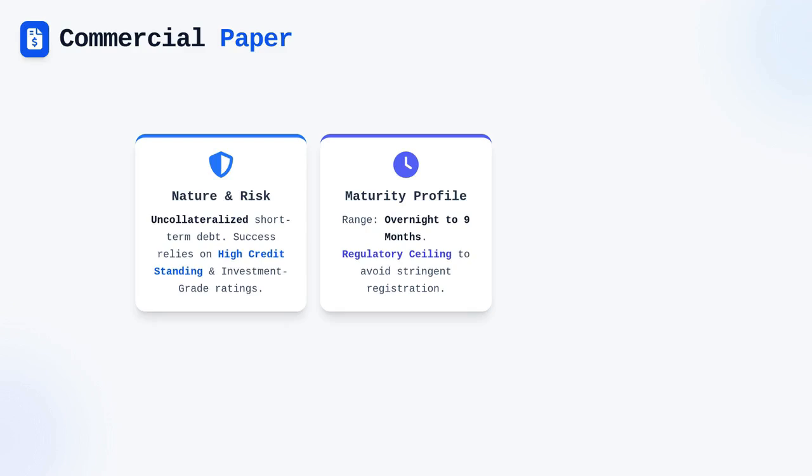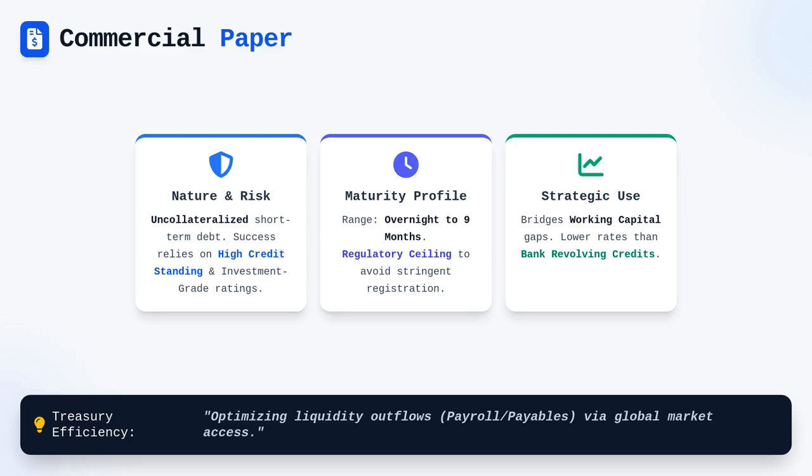The maturity profile of commercial paper typically spans from overnight to a maximum of 9 months, which is a regulatory ceiling designed to exempt many such issues from the stringent registration requirements associated with long-term securities. From a treasury perspective, these instruments serve as a flexible mechanism to bridge the timing gap between cash inflows from operations and immediate liquidity outflows like payroll or accounts payable.